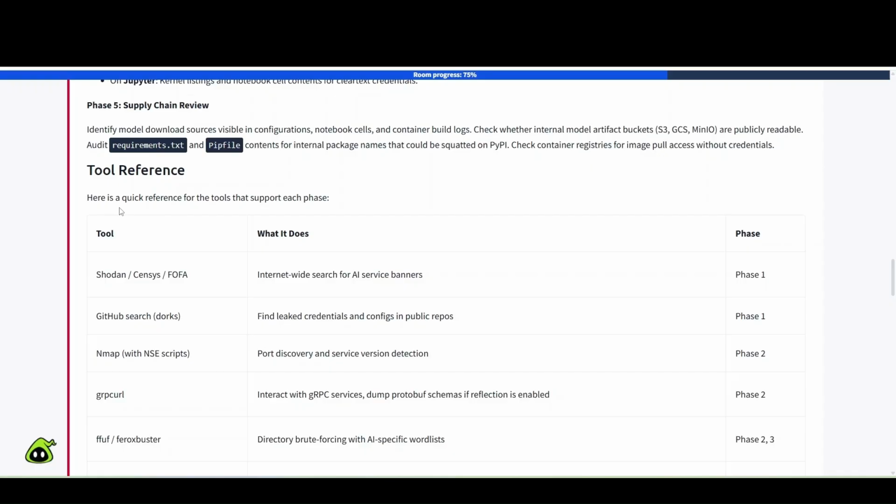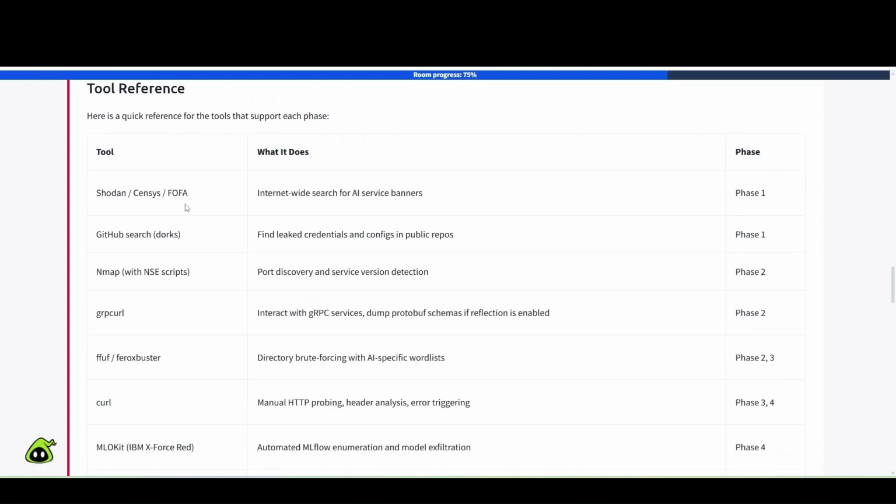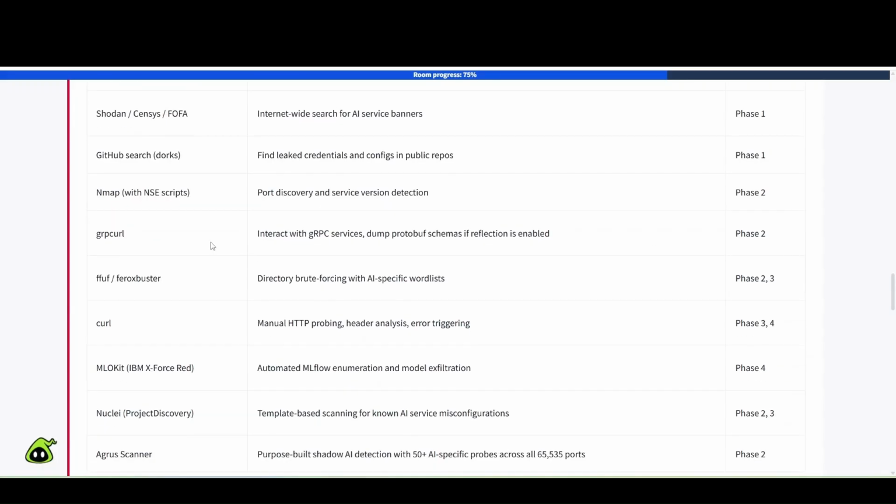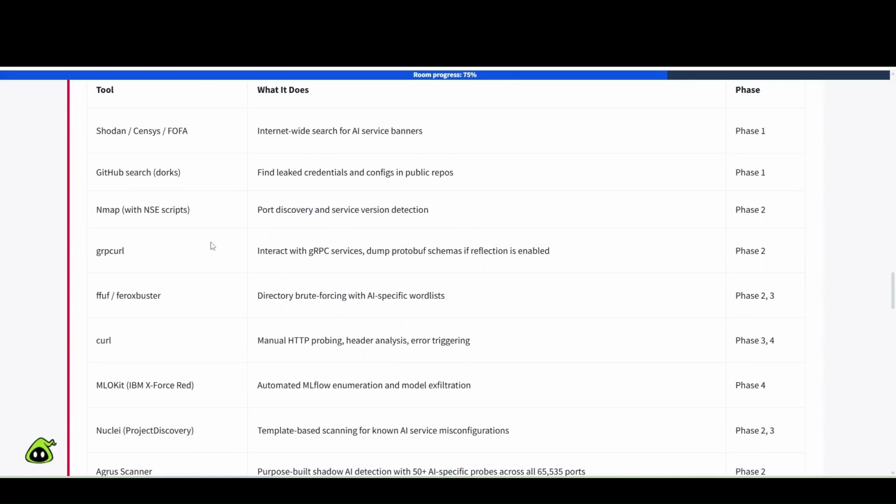Tool reference. Here's a quick reference for the tools that support each phase. So let's take a look at this table real quick. We have the tool, what it does, and the phase. So we have Shodan, Censys, FOFA: internet-wide search for AI service banners, Phase 1. GitHub search dorks: find leaked credentials and configs in public repos, Phase 1. Nmap: port discovery and service version detection, Phase 2. I'm not going to read through all this here. Go ahead and pause the video and review it yourself.